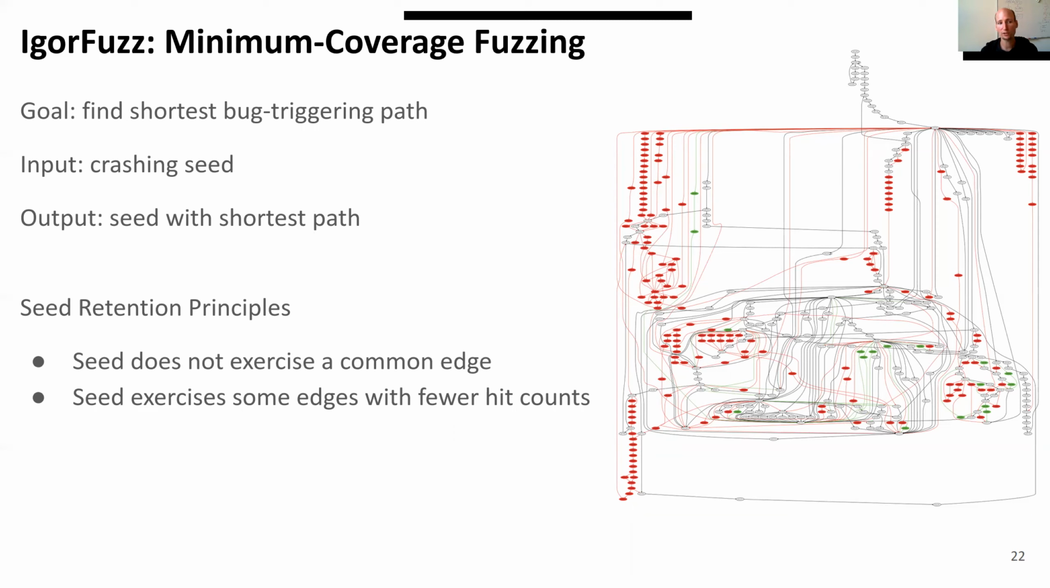The goal is to find the shortest path for each seed that triggers the vulnerability. So we mutate and make sure that it still triggers the crash. As an input, we take a crashing seed and the output is another seed with a shorter path. We keep seeds during the fuzzing process if a seed no longer exercises a common edge from the previous iteration, or if the seed exercises some edges with fewer hit counts.